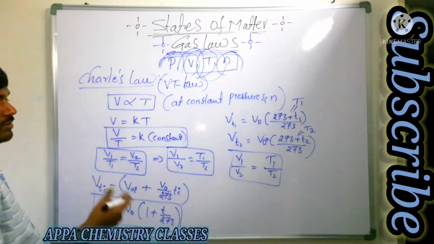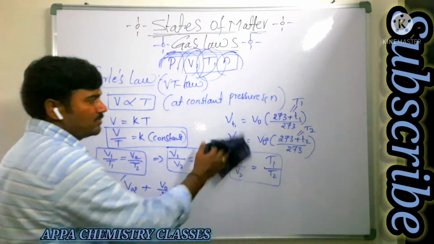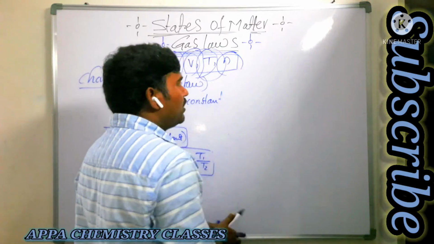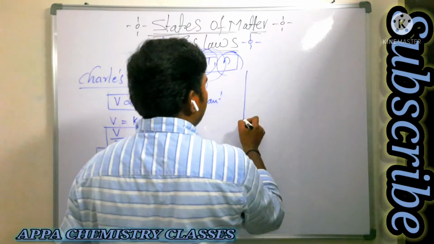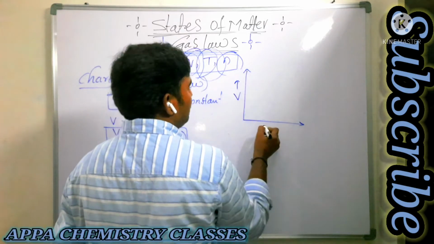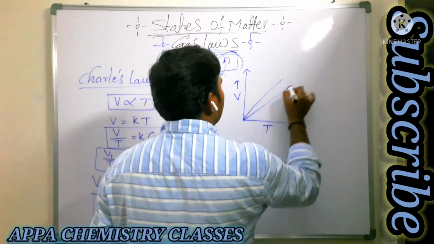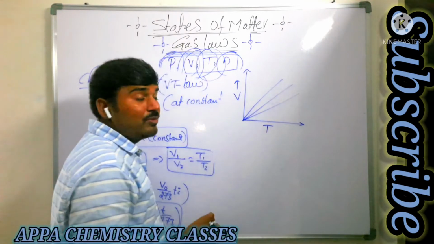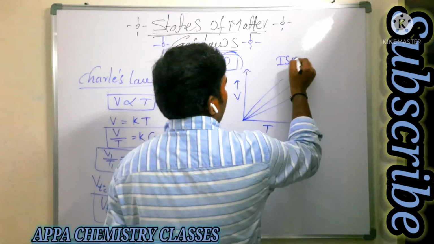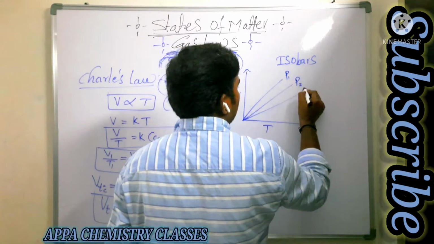Now in Charles' law, what graphs are we getting? Those graphs are said to be isobars. We will plot a graph here. The graphs plotted between volume versus temperature at constant pressure are said to be isobars. These graphs are isobars at constant pressure: P1, P2, P3.